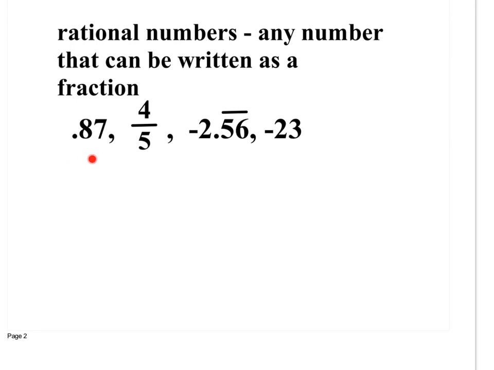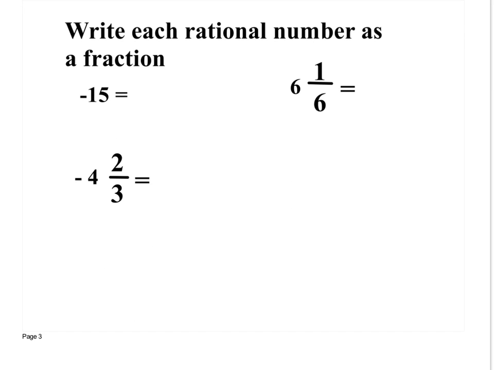I can write 0.87 as a fraction. We're going to do that here in a minute. I can change a decimal. This is what we call a terminating decimal. You sure learned it on Moby Max yesterday. This is a terminating decimal because it ends. I can write that as a fraction. 4/5 is already a fraction. -2.56 repeating. I'm going to show you how to change a repeating number into a fraction. So this can be written as a fraction. -23 can be written as a fraction. So they all are considered rational numbers.